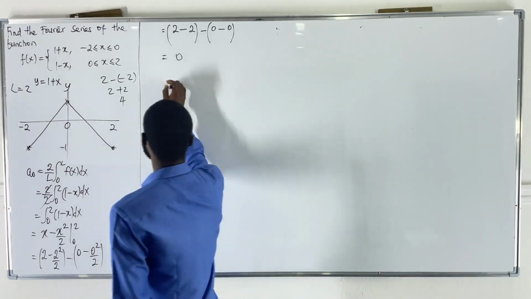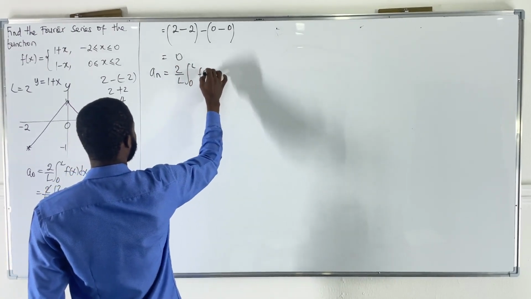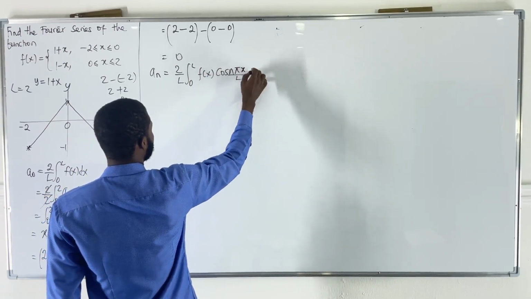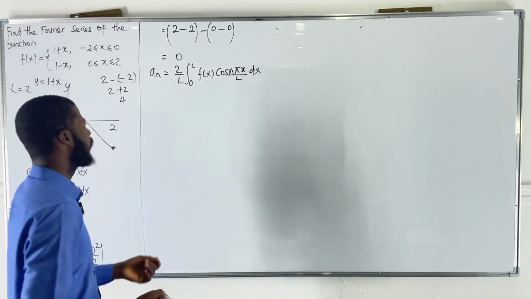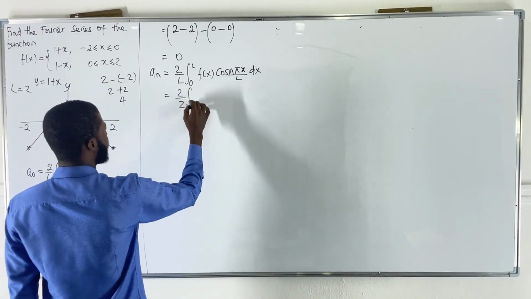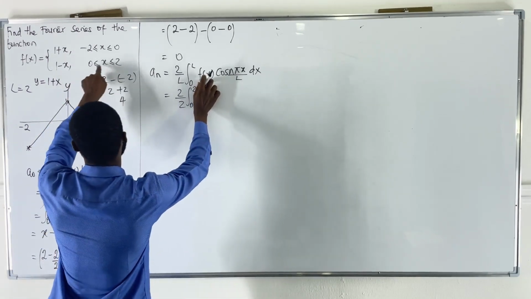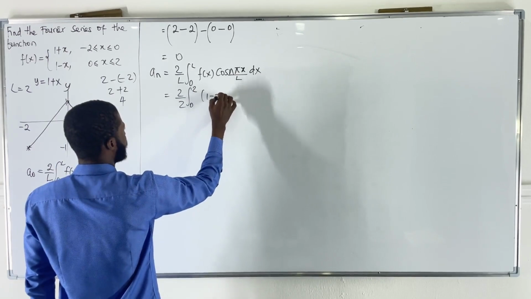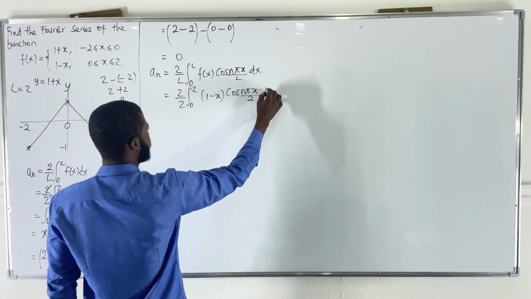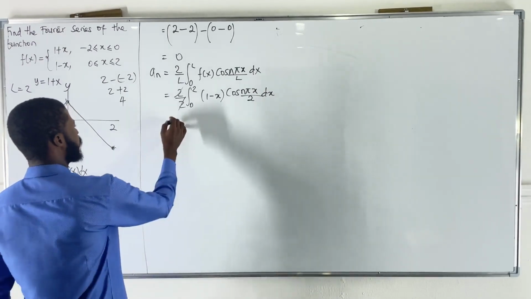Let's proceed. So a sub n is 2 over L, integral from 0 to L, f of x cos n pi x over L dx. So this is what we have for our a sub n. So this will be 2 over 2 because L is 2, integral from 0 to 2. Now f of x from 0 to 2 is 1 minus x. And then we have cos n pi x over 2 dx. Now these two will take care of themselves. So this is what we'll be having left.